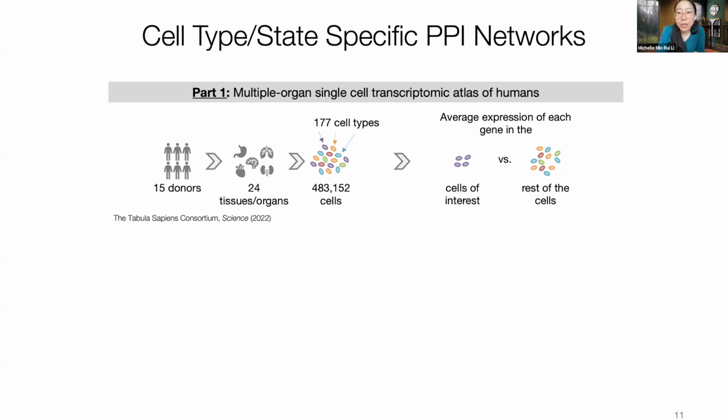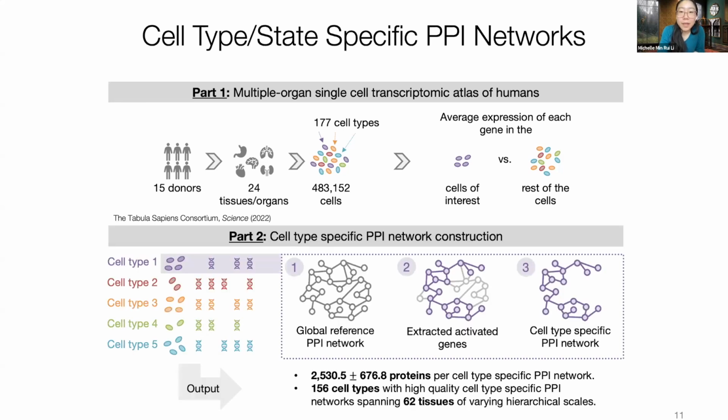For each of these cell types, which are classified by this atlas, I get a list of genes that are activated in the cell type. In short, activated means that these genes have higher average expression in the cells of interest, aka the cells that are classified as a given cell type compared to the rest of the cells. And then from these lists of genes, I take the global reference PPI network, extract the proteins corresponding to the activated genes, and then take the largest connected component. As a result, each cell type network has around 2,500 proteins, and there are 156 of these cell type specific PPI networks that span 62 tissues of varying hierarchical scales.